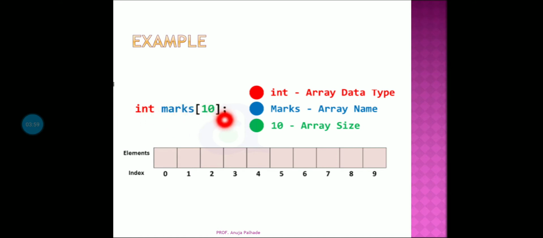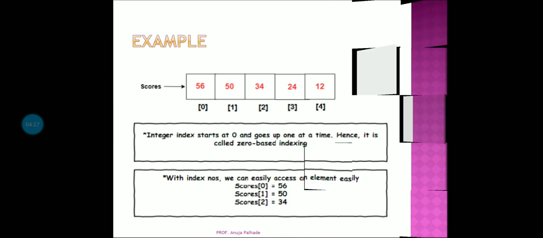Integer student of 10, integer government of 10, integer SPPU of 10, like any name. So 10 is what? The array size. These 0, 1, 2, 3, 4, 5, 6, 7, 8, 9 are the indexes. So 0 is the lower bound index and 9 is the upper bound index. So this is a short introduction.